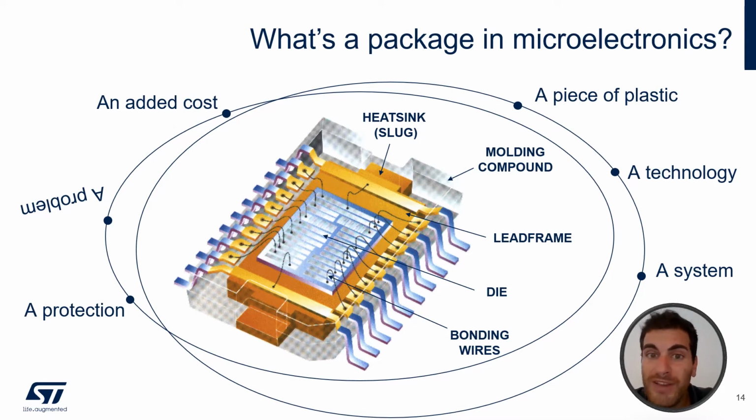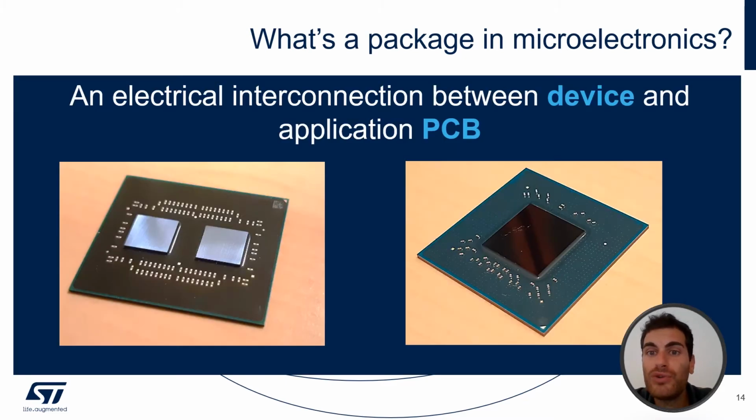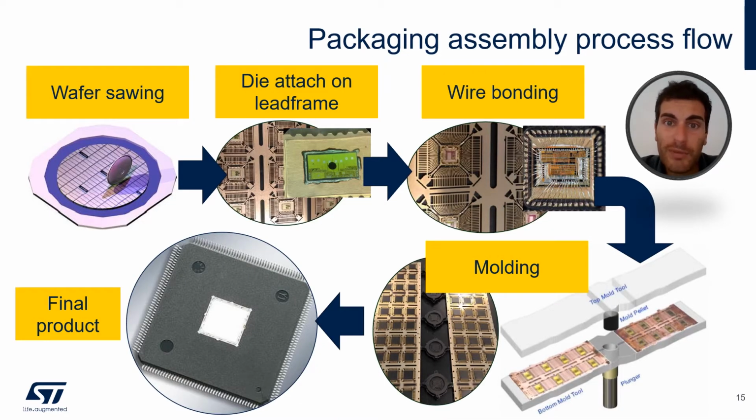For sure, its main feature is that it ensures the electrical connections from the device to the circuit board, so to the external environment. So in a few words, an IC package is the link between the function of the device and the world surrounding. The IC packaging assembly process flow consists of different steps.